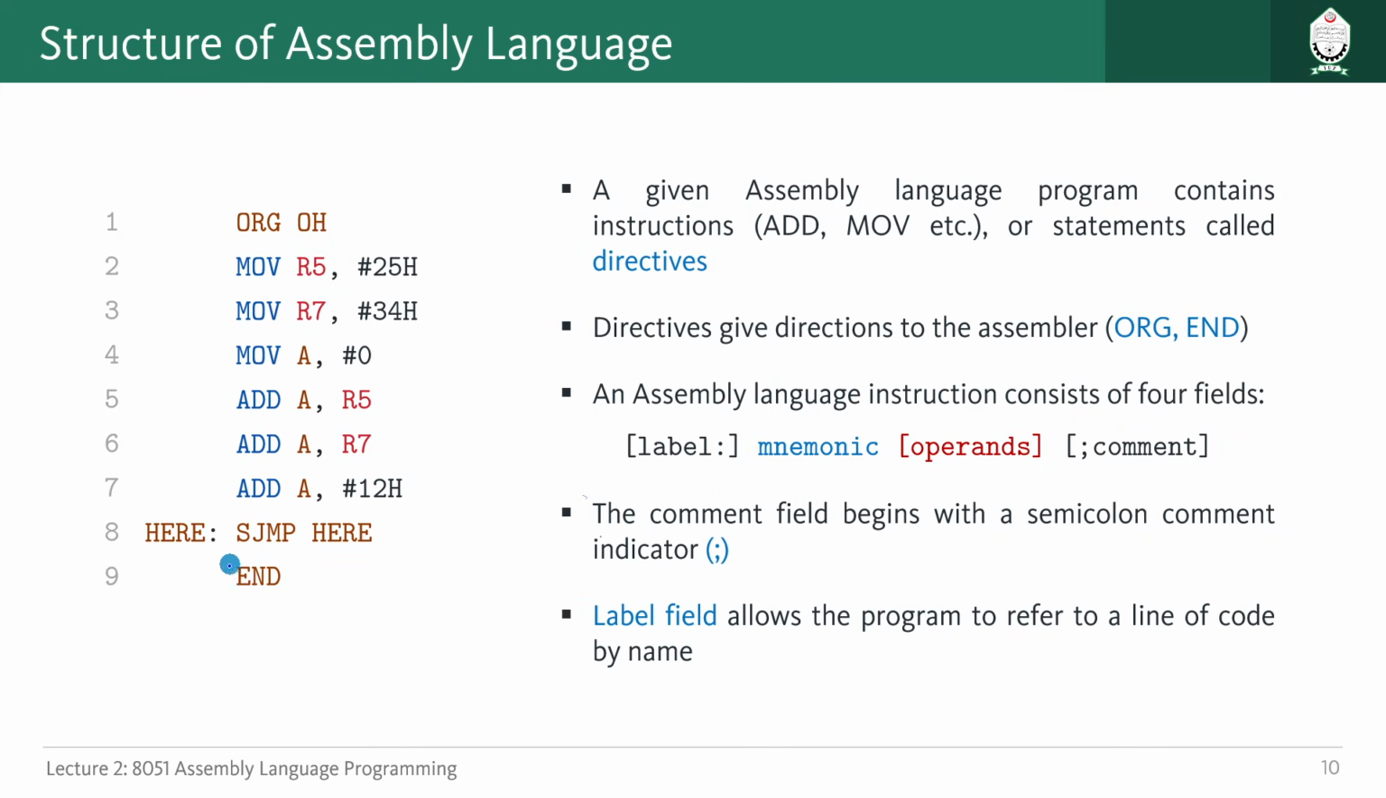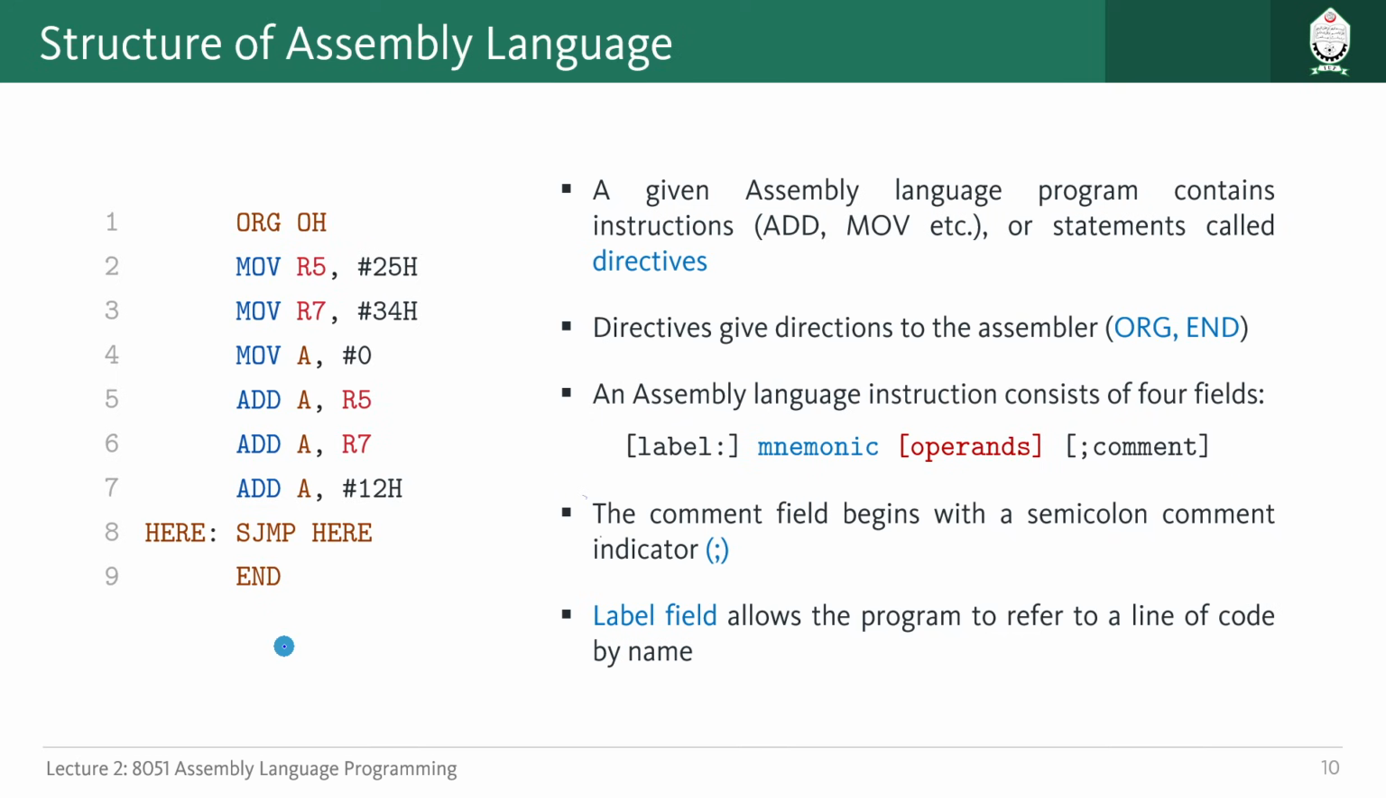Also, if we look at this last line, END, this is also another assembler directive. Because of this line, the assembler will understand that it has to stop here, the code ends here. If anything is written after this, it will not be converted into machine language. That's the idea. So these are not intended for the computer or 8051, they are intended for the assembler, right? So we understood assembler directives.